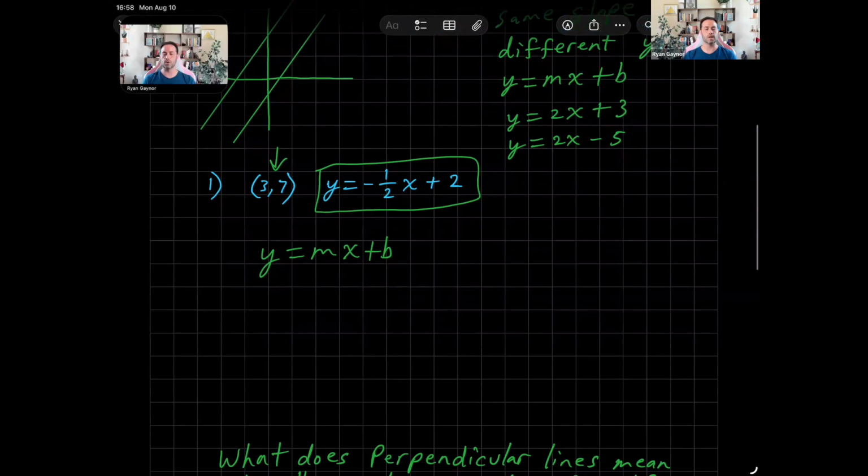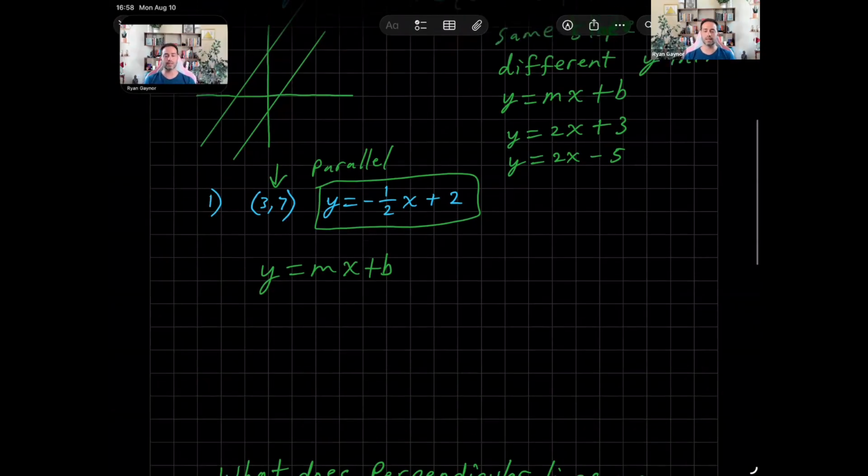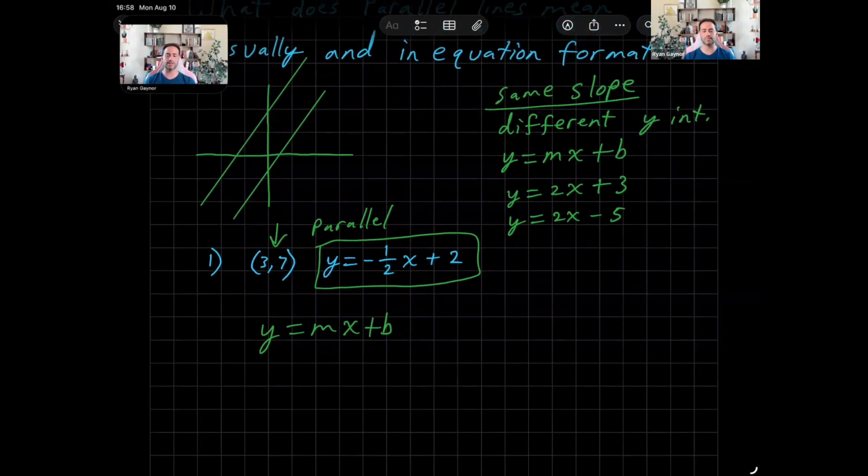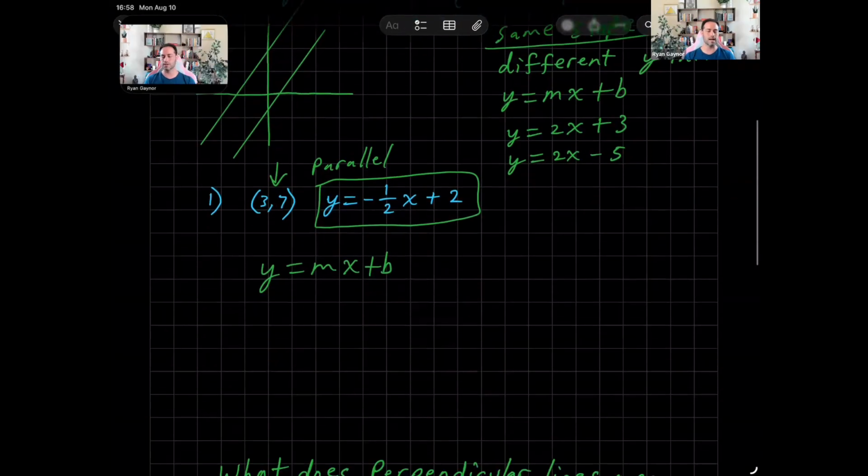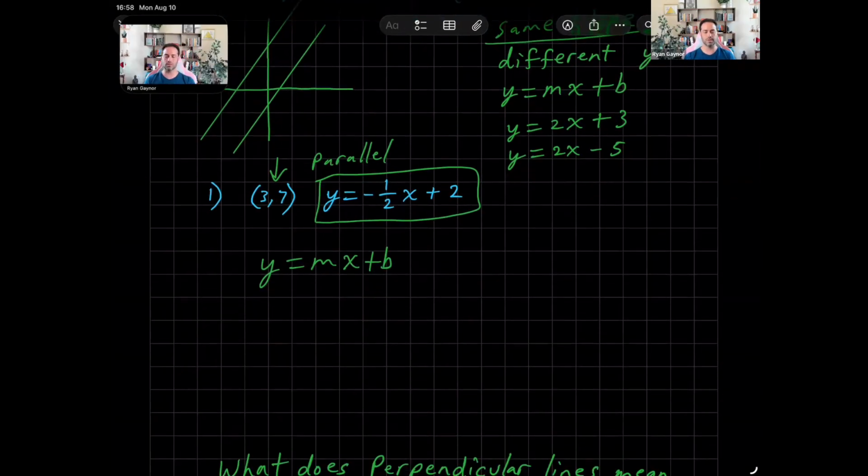So, what do I know at this moment? I know that I have to have a line parallel to the equation y equals negative 1/2 x plus 2. Well, what did we say about parallel lines? They have to have the same slope. So, I already know that my slope is going to be negative 1/2, right? So the m is going to be negative 1/2.